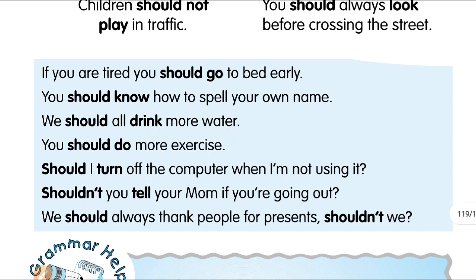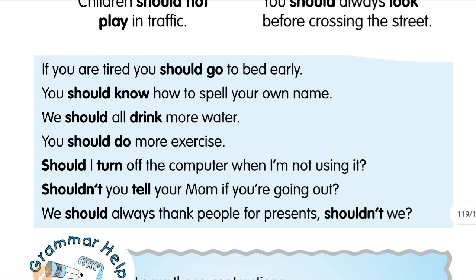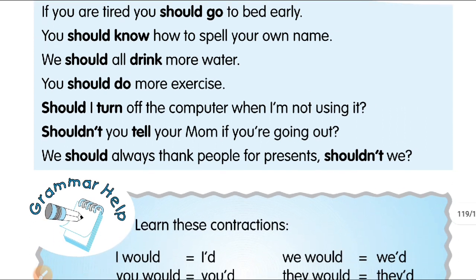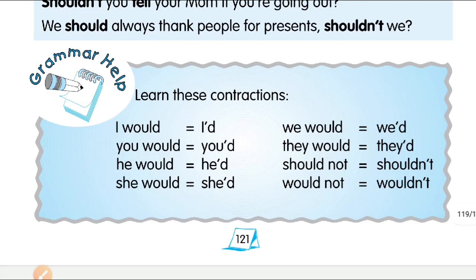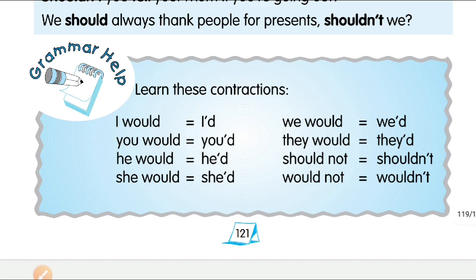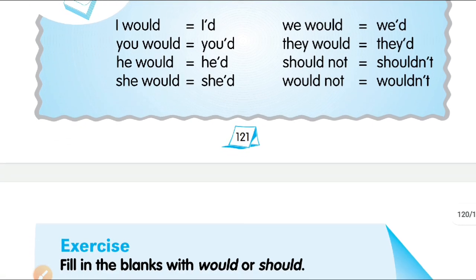And in negative, shouldn't you tell your mom if you are going out? Means if you are going outside, shouldn't you tell your mom? You should tell your mom. Means it is asking you to tell your mom before going out. So you can use it in both positive and negative. So here also you can see different contractions are there. I would, you would, he would, she would. You can see different contraction writing styles. You can learn all these contraction styles. We would, they would, should not, would not. You can write in this way.